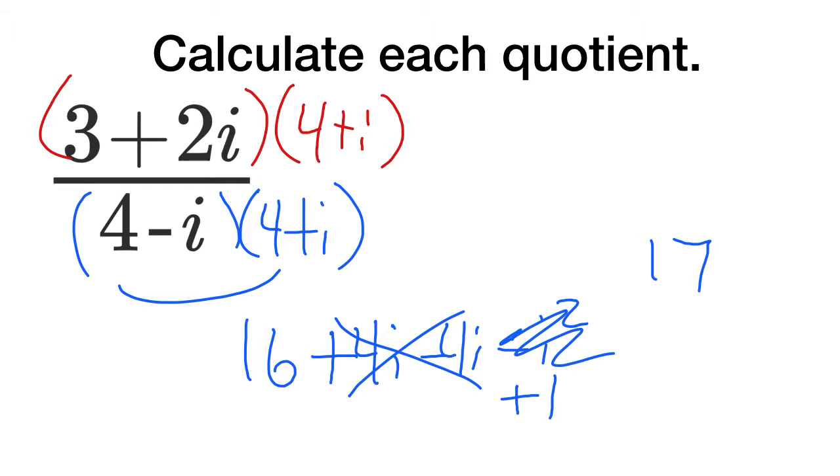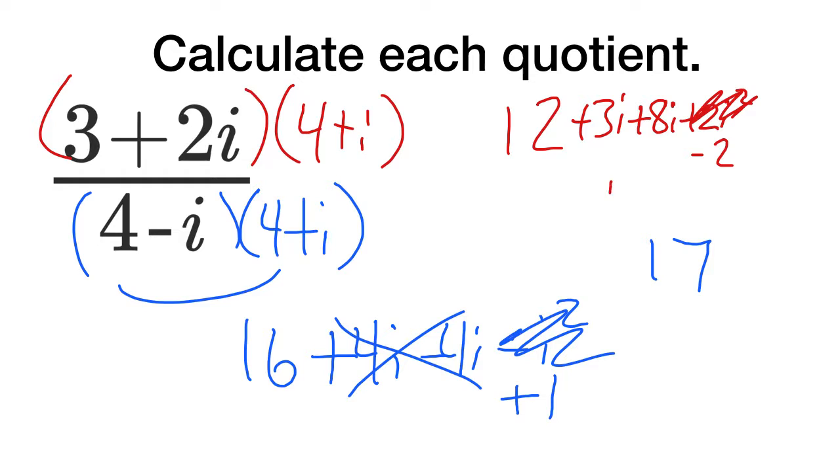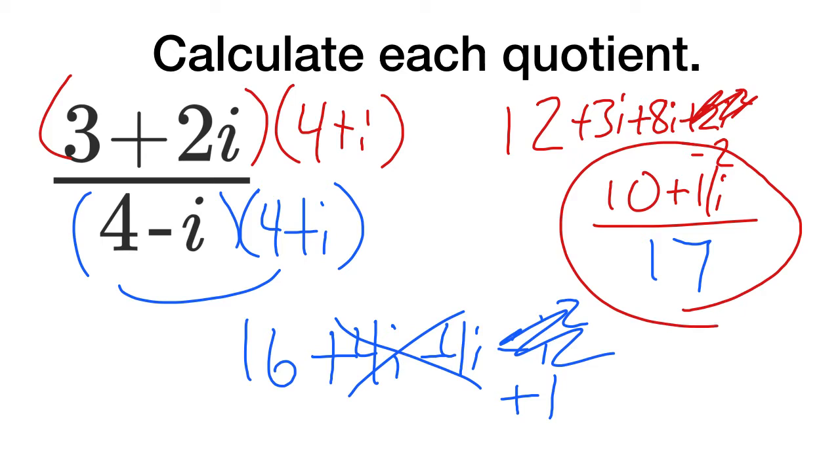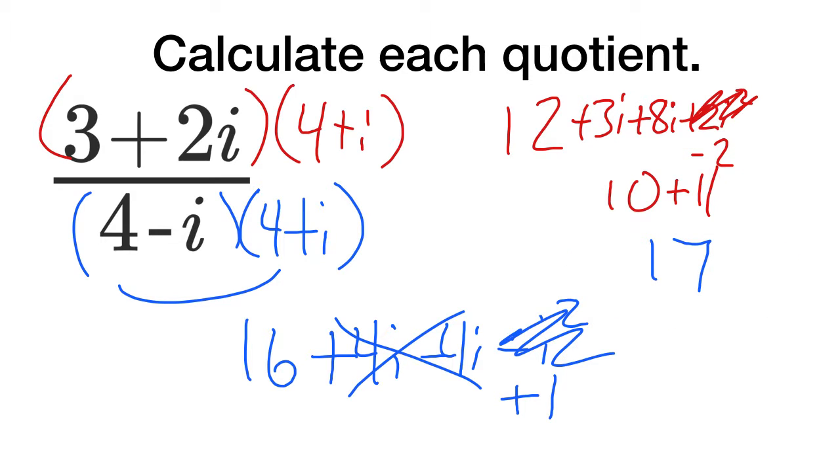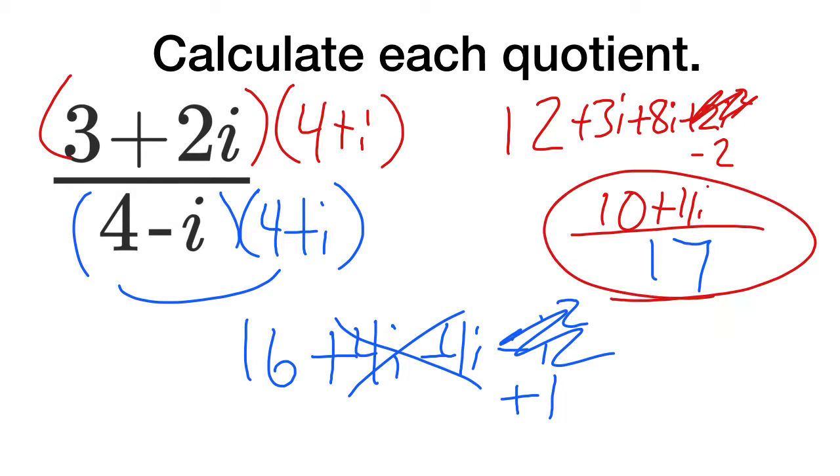Now let's do the top. 3 times 4 is 12. Plus 3i plus 8i plus 2i squared, which becomes minus 2. So this becomes 10 plus 11i over 17. Let's rewrite that a little bit easier. 10 plus 11i over 17.